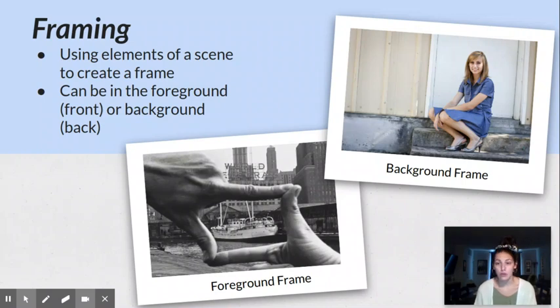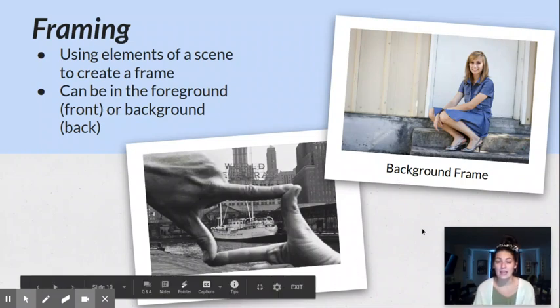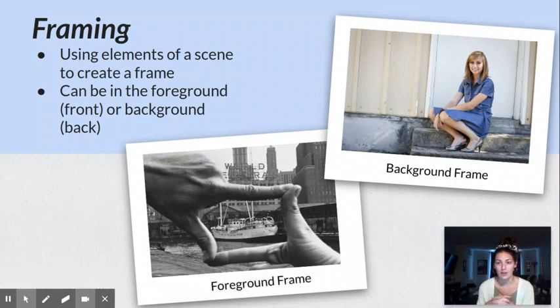It can be in the foreground, which is in the front, or it can be in the background, which is in the back. So these two pictures here, this foreground frame with this black and white one with the hands, that one looks like someone is using their own hands to create a frame, and that's in the foreground because it's in front of everything that's in the photo, and they're framing out this boat. So I guess that boat was important to them.